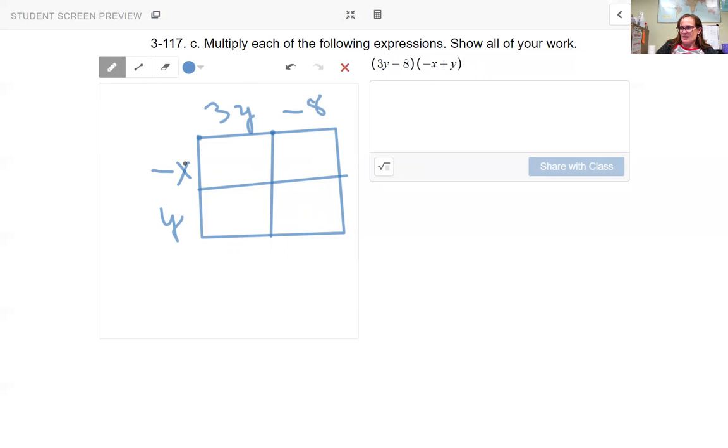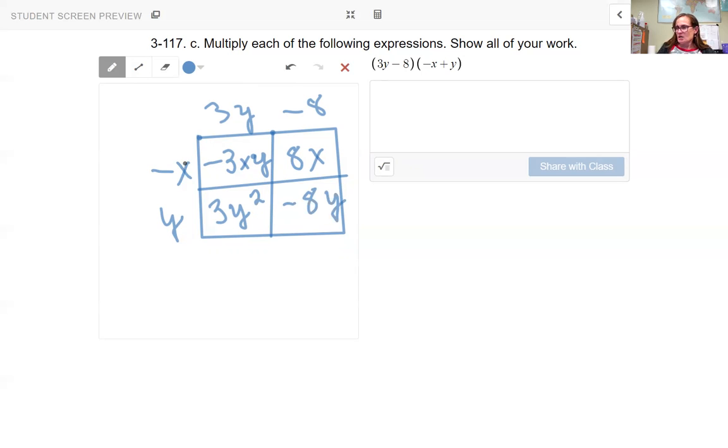3y times negative x is a negative 3xy. Now, the reason I put x first is because we go in alphabetical order, but it doesn't matter that much. Okay, negative 8 times negative x, that's positive 8x. 3y times y is 3y squared. And then negative 8 times y is negative 8y.